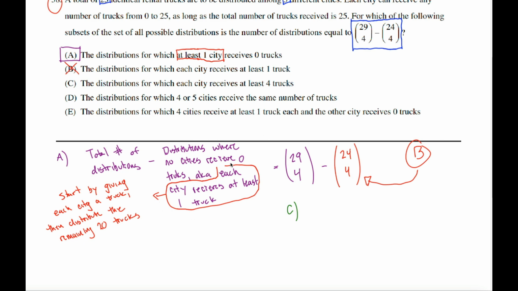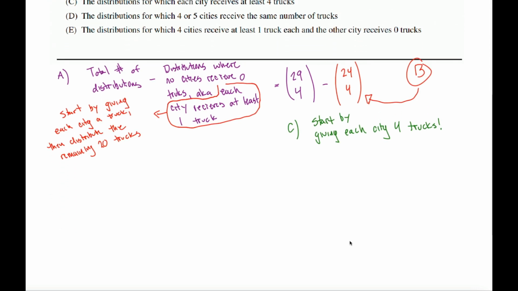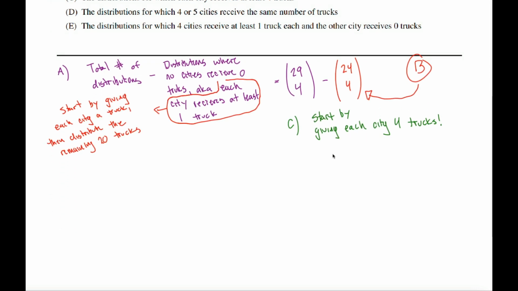Remember, in B, we ensured that each city got at least 1 truck by just kind of giving each city a truck right at the start. Well, if we wanted to ensure that each city got at least 4 trucks, we could just start by giving each city 4 trucks right at the start. If we gave each of the 5 cities 4 trucks, that's 20 trucks. What that means is we only have 5 left to distribute.